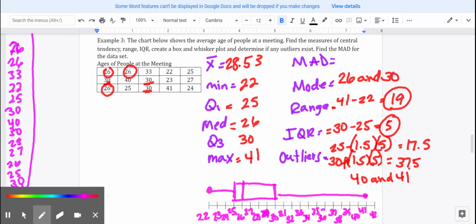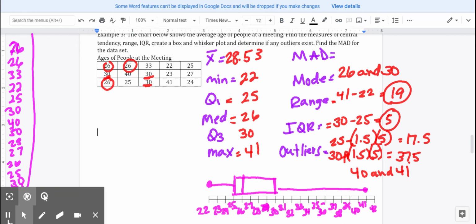So at this point, now that I have all these things written down, I can go in and find my mean absolute deviation. I know that I've got my number list over here already written down in a chart. I'm going to subtract everything by 28.53. So at this point, go ahead and do this in your calculator, hit pause, and make a list for your values when you subtract the data set from the mean, or the mean from the data set.